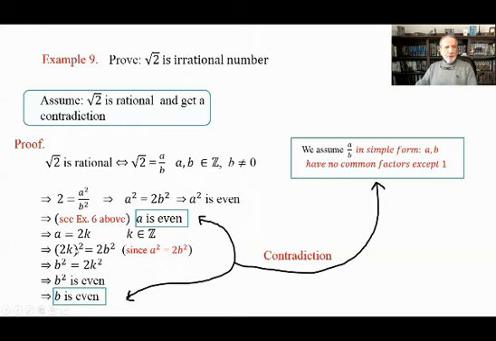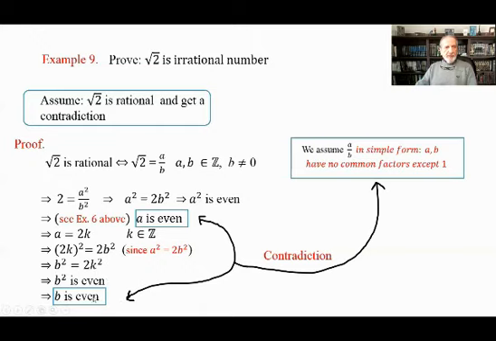So 2k squared is equal to 2b squared, because a squared is equal to 2b squared. So this would be 4k squared, simplified by 2. I get b squared to be equal to 2k squared. Now b squared is an even number, then b is even.